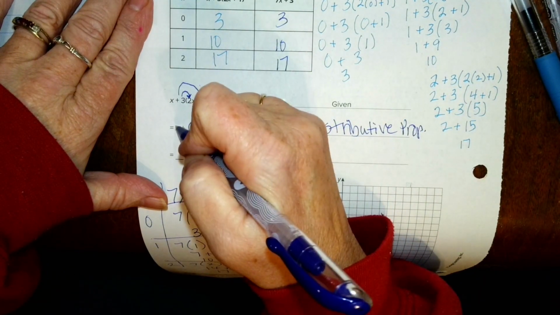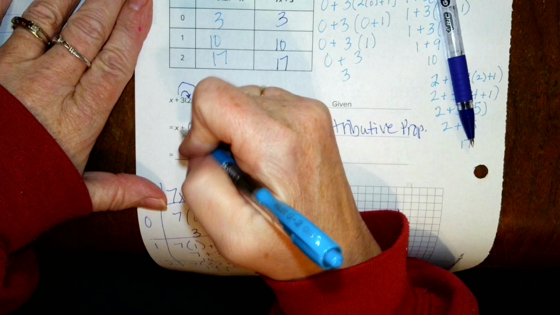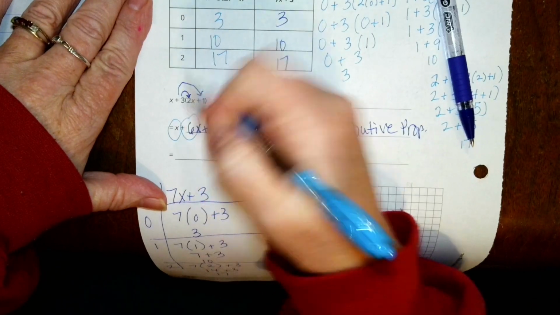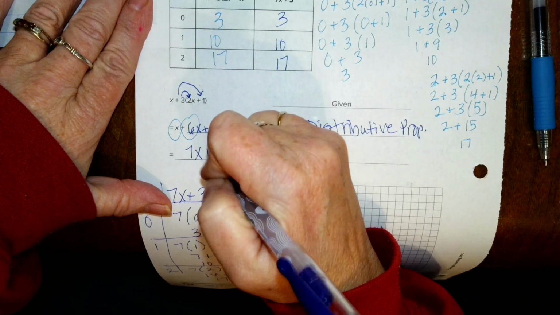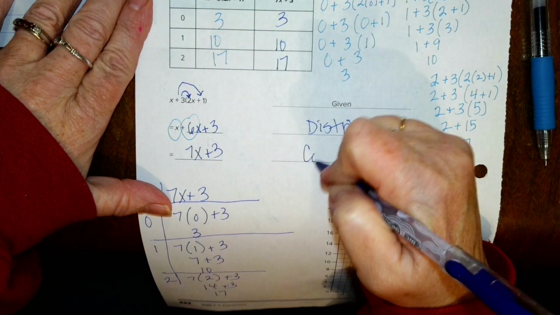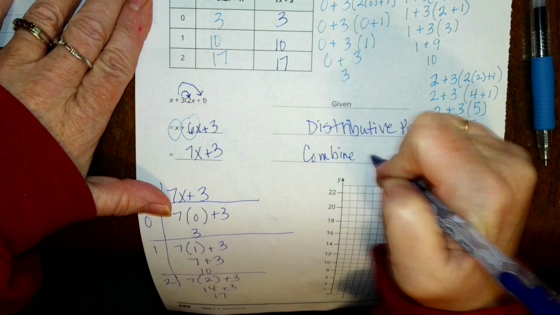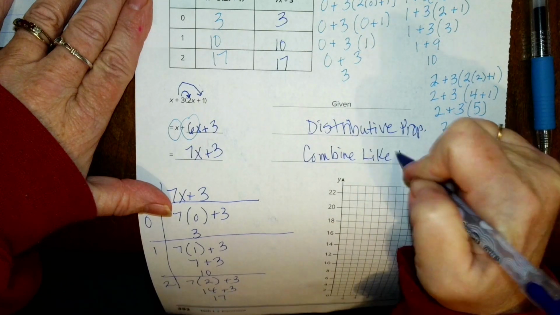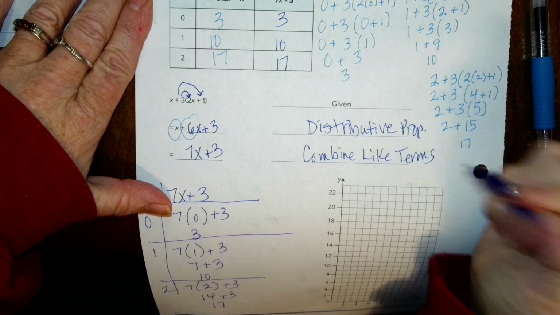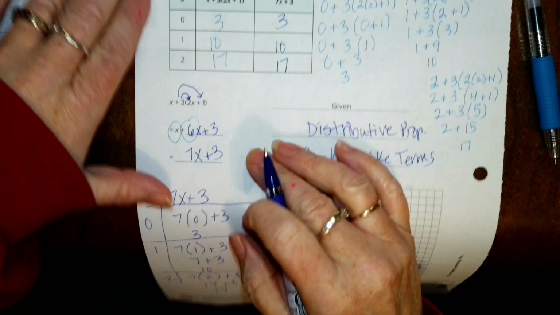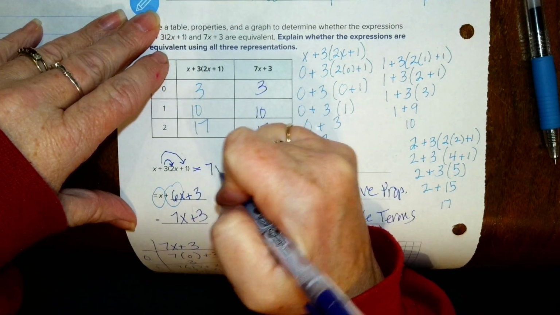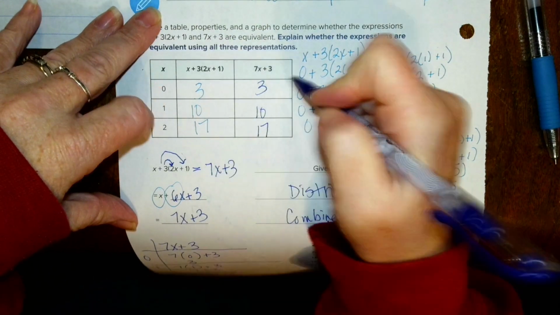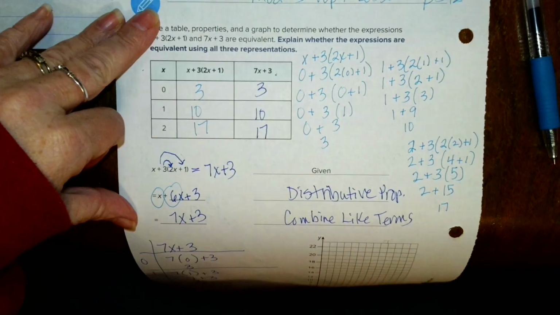And then combine like terms. So our like terms, we have an x and a 6x. So combine those, we get 7x plus 3. So that's combine like terms. And 7x plus 3 is what this is equivalent to. That's what we just solved, and it's the same as what we started with.